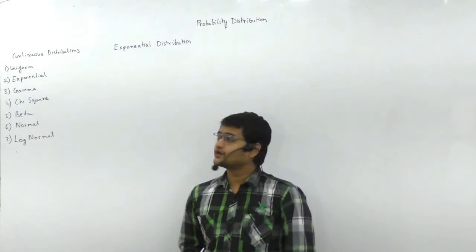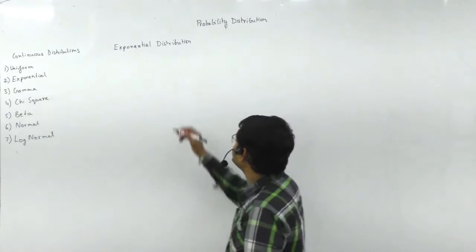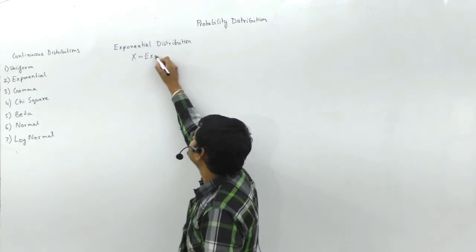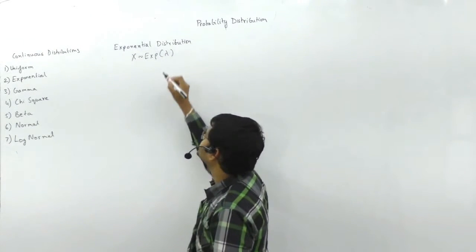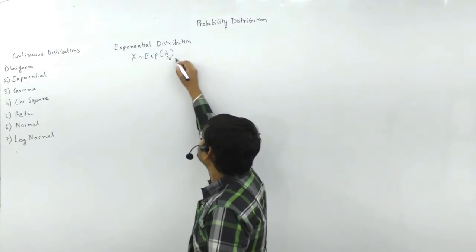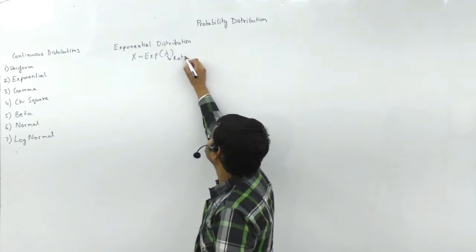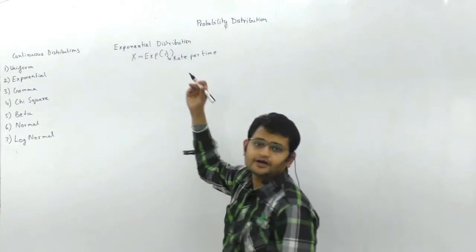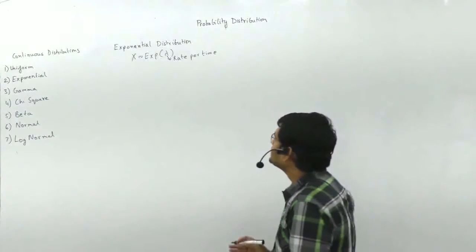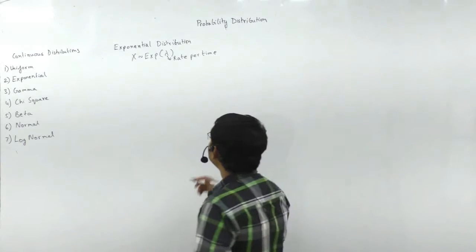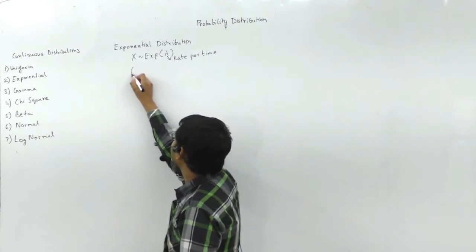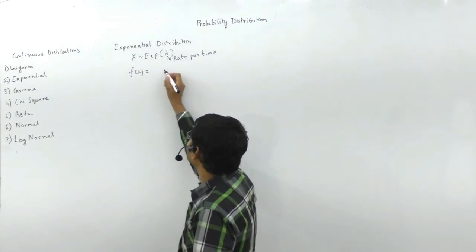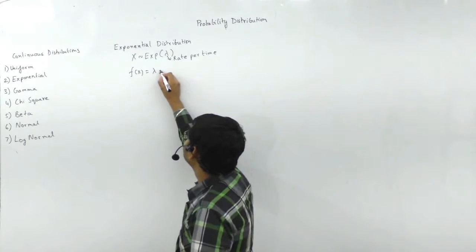The next distribution that we are going to study is exponential distribution. For exponential distribution, we write our variable x follows exp, and we have one parameter, that is lambda. Lambda is same as Poisson distribution. It is some kind of rate per time. It can be per hour, per day, per week, per month, and we are going to see afterwards how we solve this particular sum.